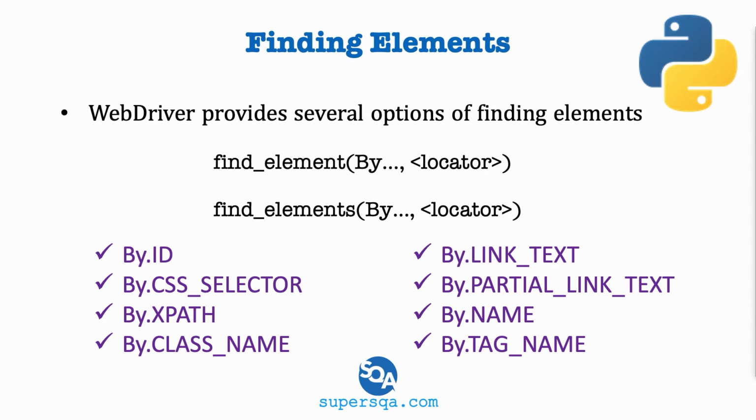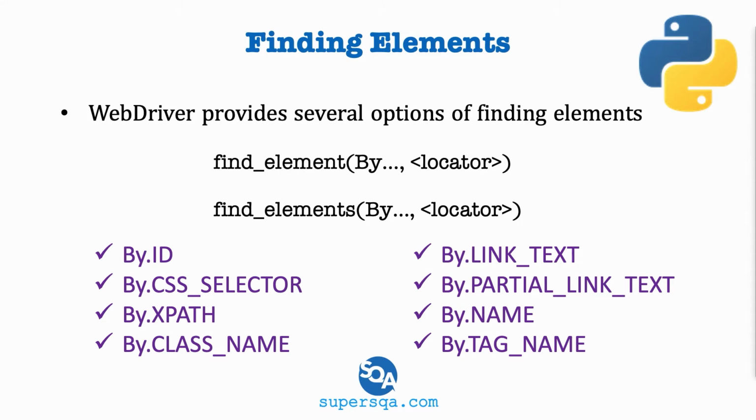Then the different strategies to locate are the ones you see here in purple. Okay, there are about 8 different types of locators. So you can find by ID, you can find by CSS Selector, you can find by Xpath, by class name, by link text, partial link text, by name, and by tag name. Okay, those are what Selenium supports. And we are going to see examples of those in action, at least some of them. We're not going to go over everything, but some of them.